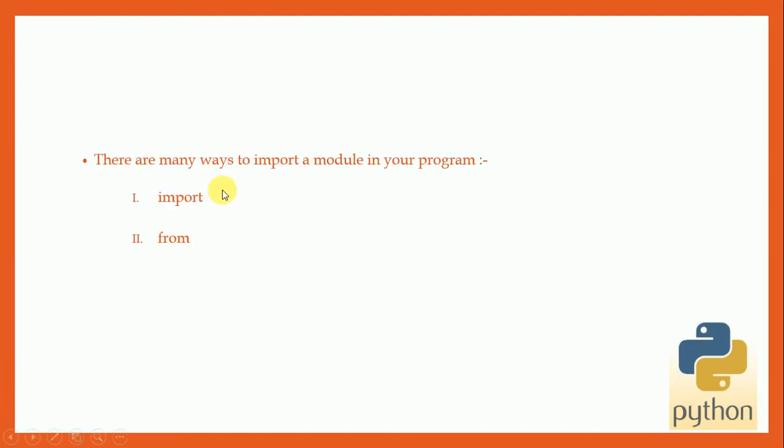There are two ways to import a module in your program. The first one is import itself. The second one is from. We have already seen import and from in keywords. So import is used to import a particular module to our program, and from is to specify which functions inside the module are used. Let's see in detail.